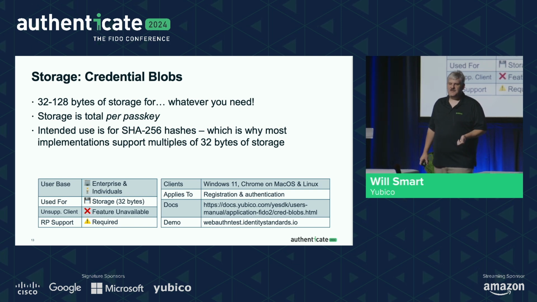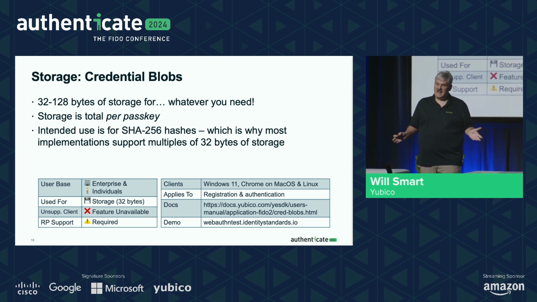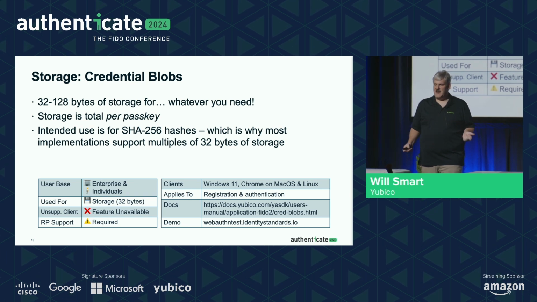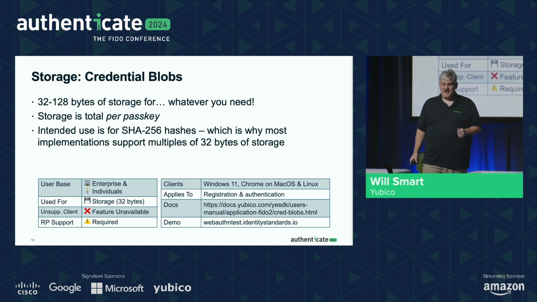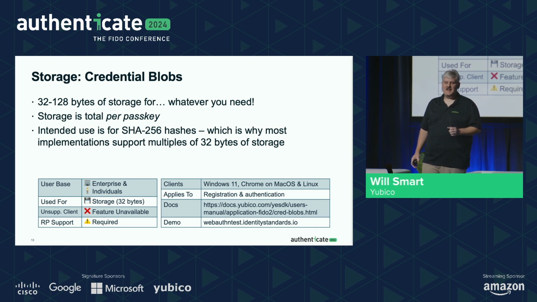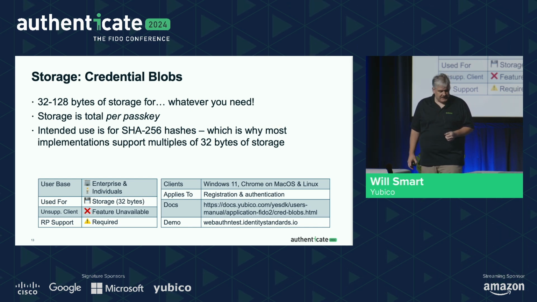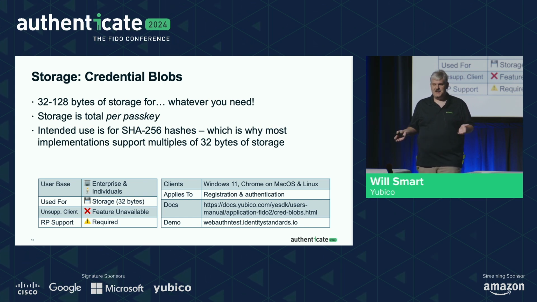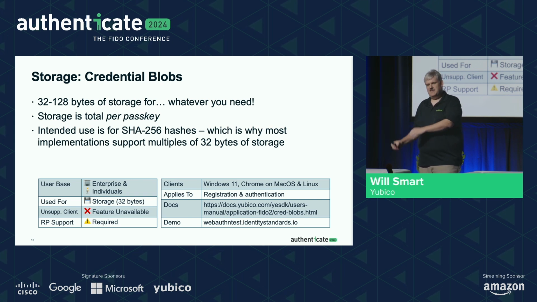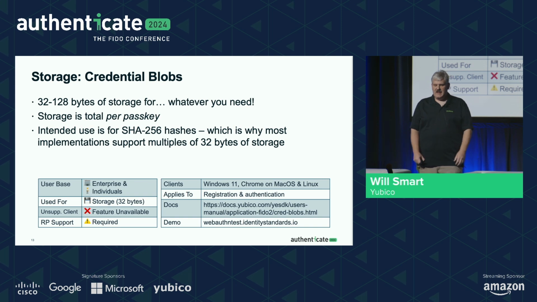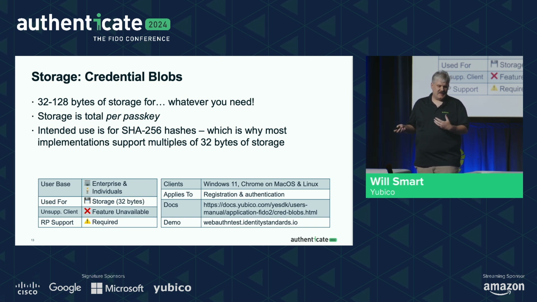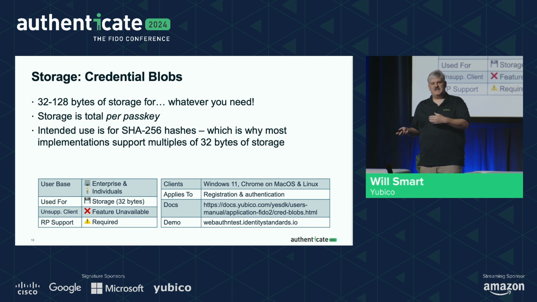The next storage-related feature is credential blobs. And this is a lot smaller pool of storage, but it is per credential. So you have 32 to 128 bytes of storage for whatever you can fit in there. The intended use of these was for an SHA hash, which is why most implementations give you multiples of 32 bytes, because that's the size of the hash. And again, this is for conveying trust about maybe a root certificate for a domain or something like that and attaching that to the credential.